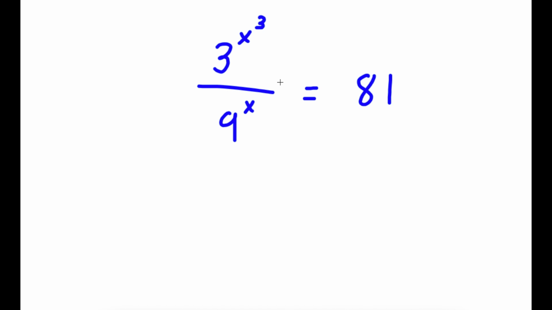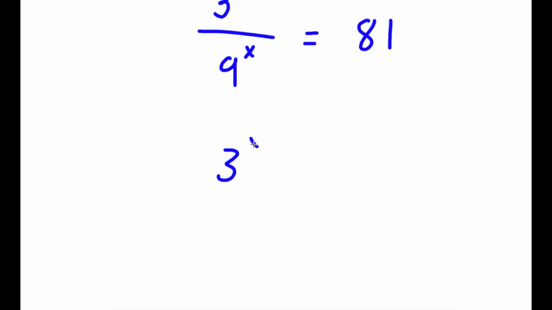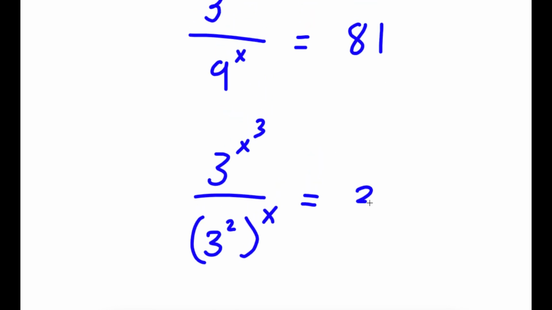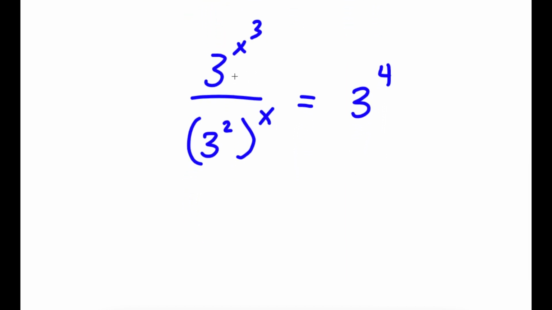Alright, so in this problem, I have 3 to the power of x, to the power of 3, over 9 to the power of x, is equal to 81. So to start, I'm going to first rewrite all of these terms. So I'm going to rewrite 9 to the power of x as 3 squared to the power of x. And 81, I'm going to rewrite as 3 to the power of 4. And the reason I did this was because now all my bases for my terms here are 3.